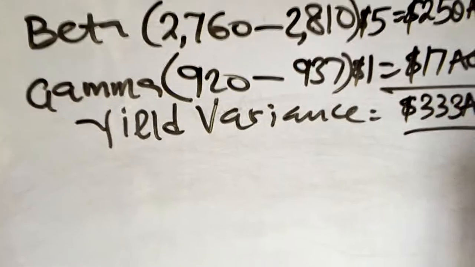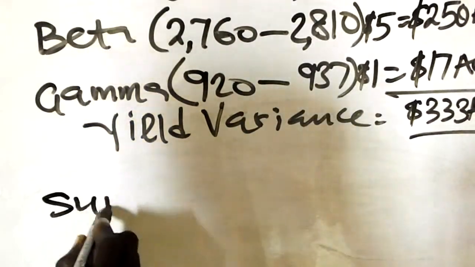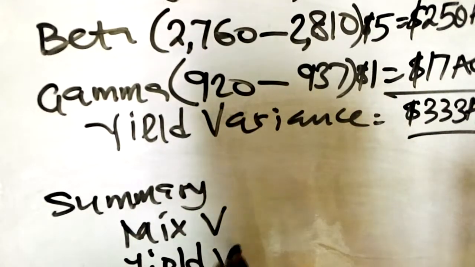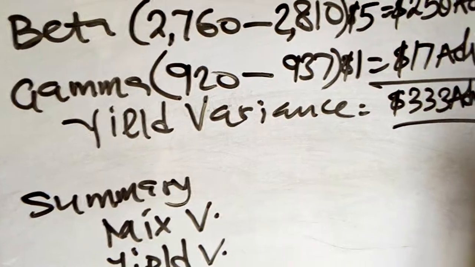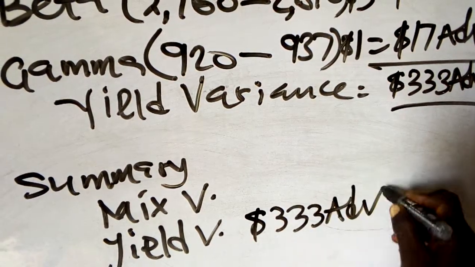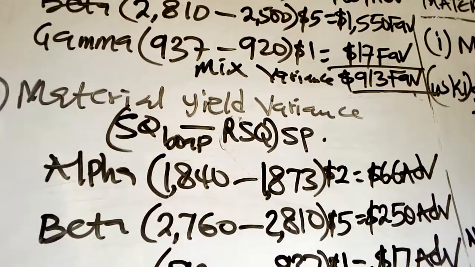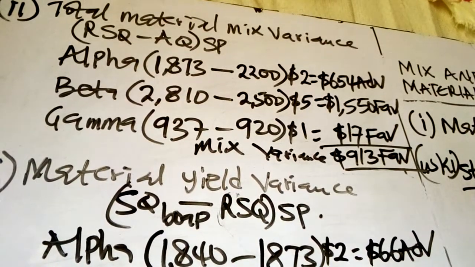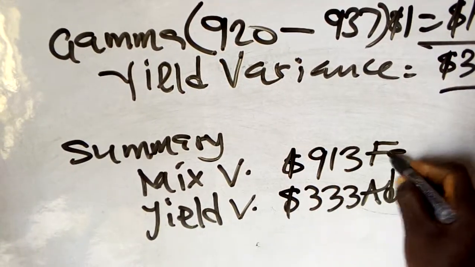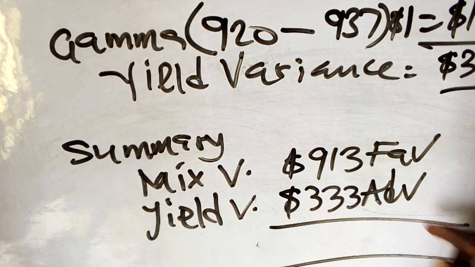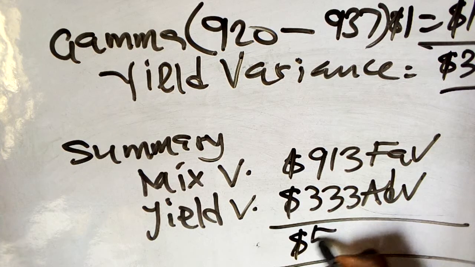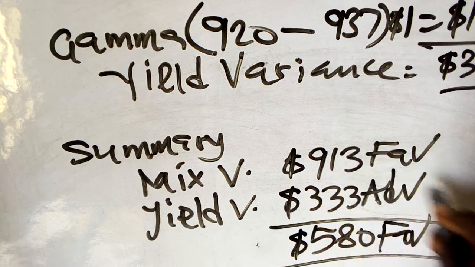So we have the mix variance summary, mix variance and the yield variance. The yield variance is 333 adverse. The mix variance is 913 favorable. So when you sum it up, you know adverse is negative while favorable is positive. So the difference will be 580 favorable. It is still favorable because favorable exceeds adverse.